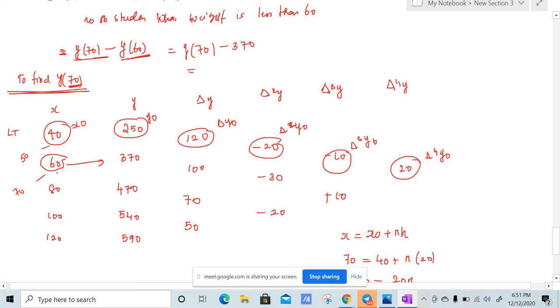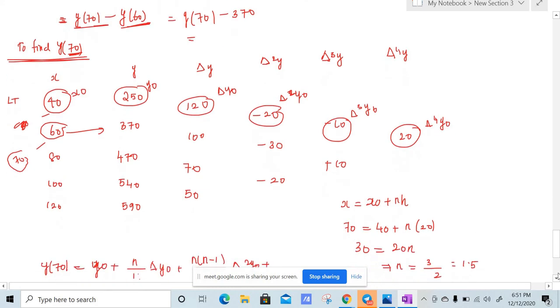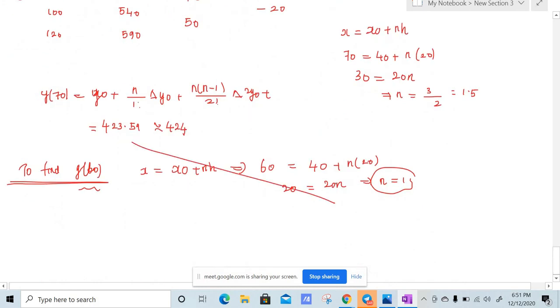You actually don't need to find y of 60, because y of 60 we already know. Y of 70 we don't know. Suppose in the exam they ask us to find the number of students whose weight is between 70 and 50, you need to find y of 50 because we don't know y of 50. But here they ask for the number of students between 70 and 60. So y of 70 we don't know, which we have found. Y of 60 we already know, it is 370.